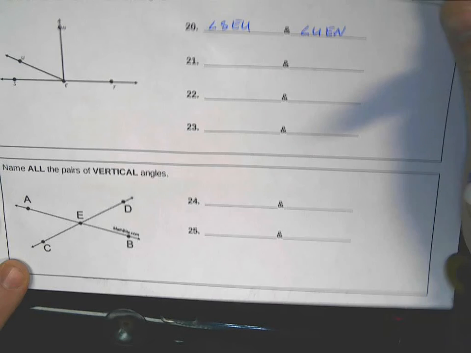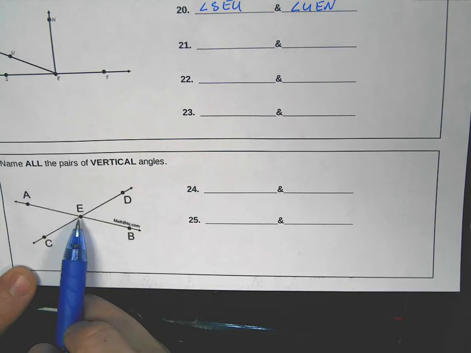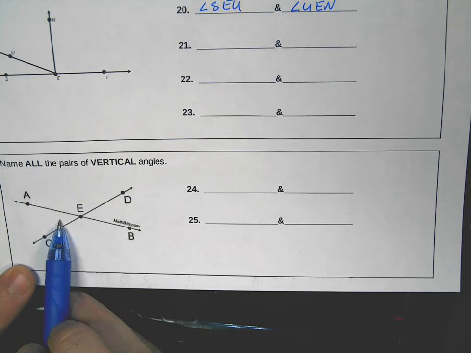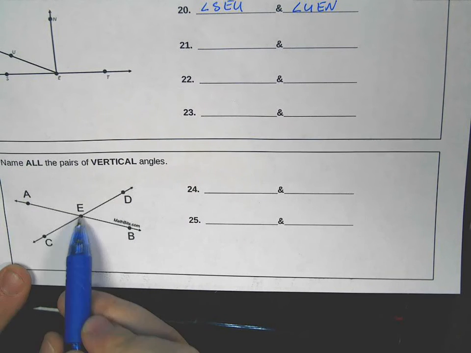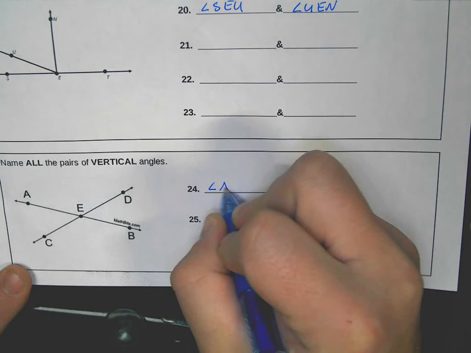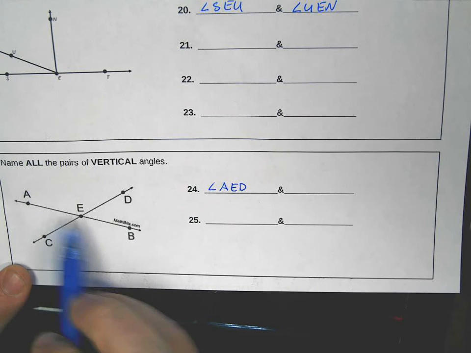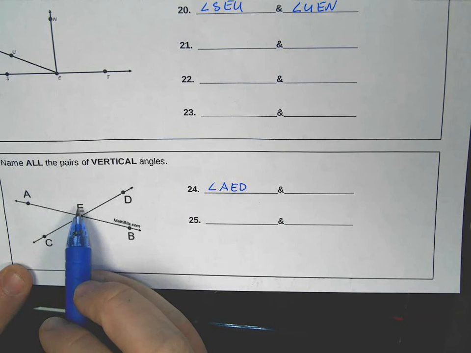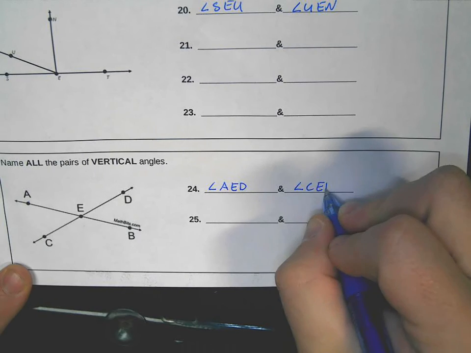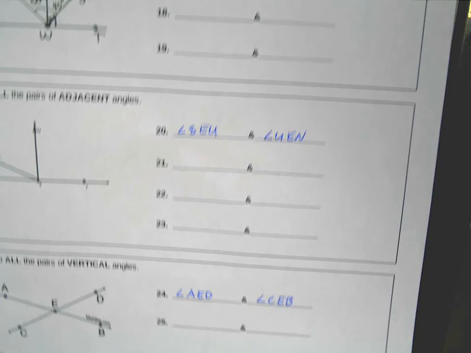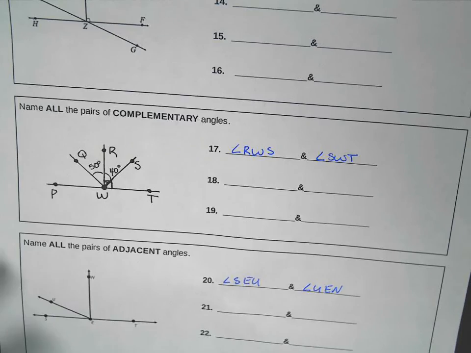And then for vertical angles, we want to name all the angles that share a vertex but are on opposite sides of the vertex. So I'll give you one, and then you'll have to find the other. We can say angle AED is vertical to, well, what's on the opposite side of this below it, so we'll say CEB. And that should be a good way to help get you started.